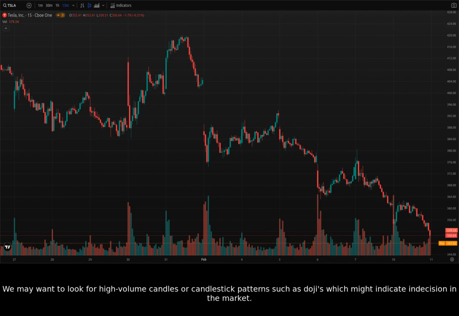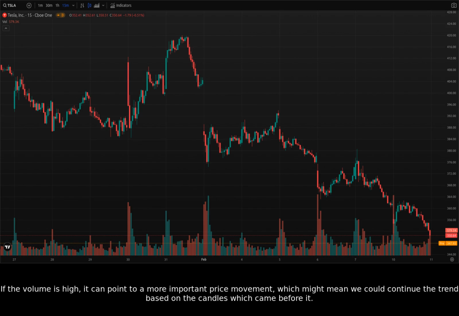We may want to look for high-volume candles or candlestick patterns such as dojis, which might indicate indecision in the market. If the volume is high, it can point to a more important price movement, which might mean we could continue the trend based on the candles which came before it.